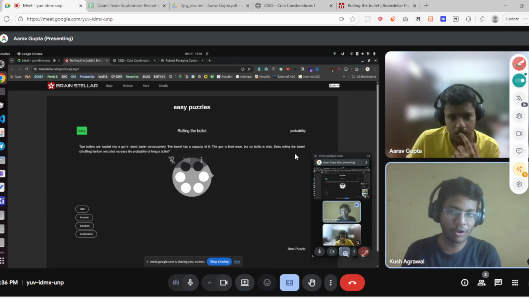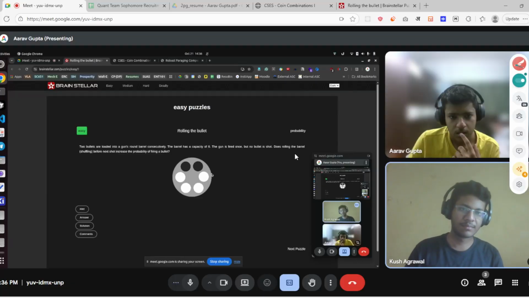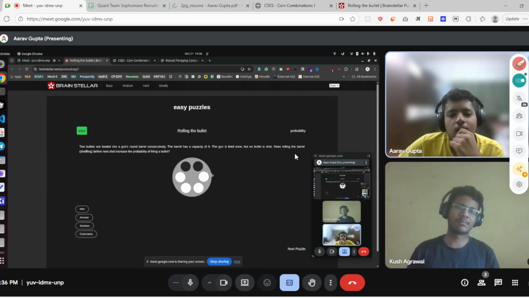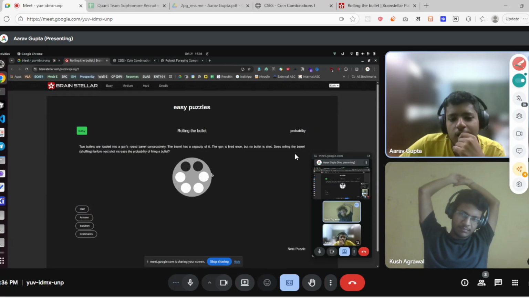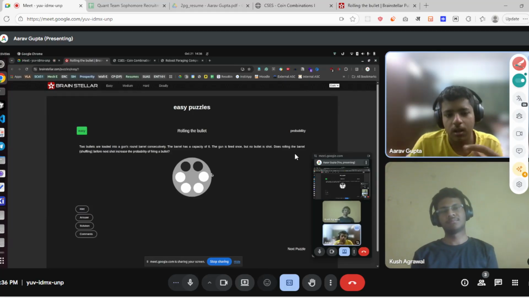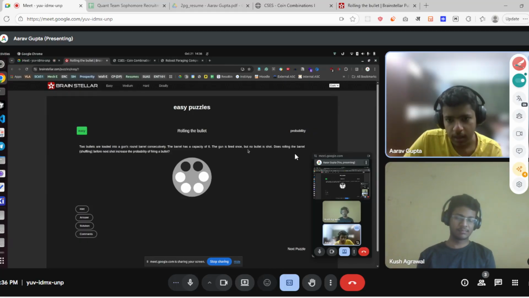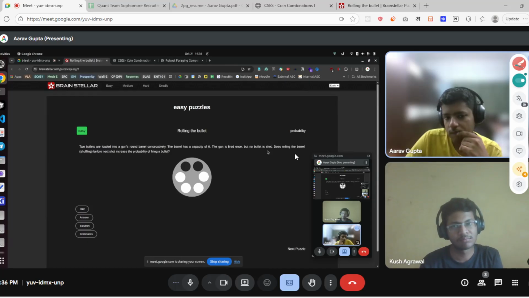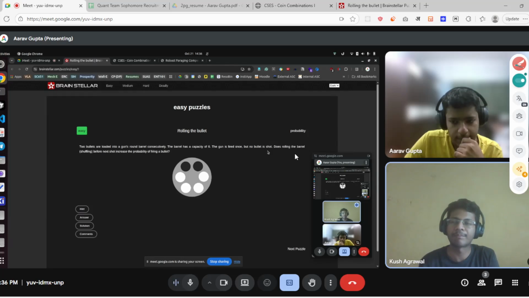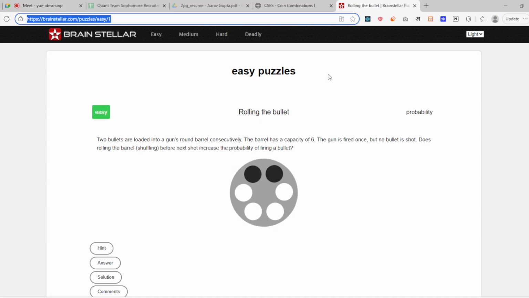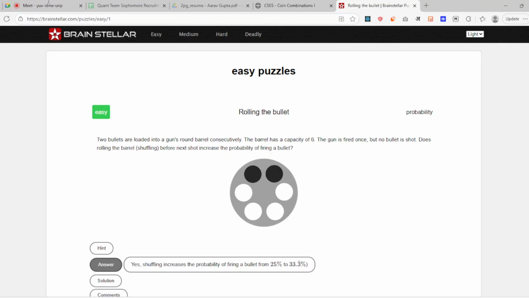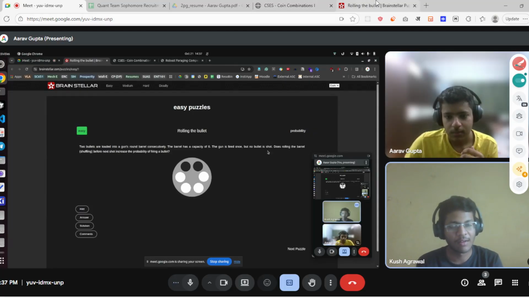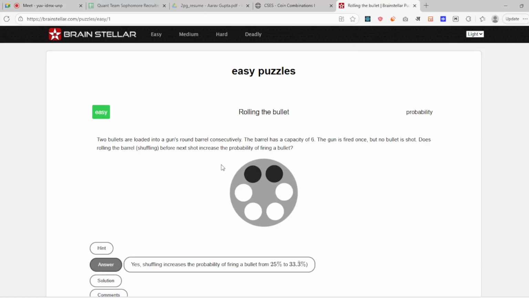So what is the answer? Should you roll or should you not roll? Right, so after I fire it once and no bullet is shot, then the probability of a bullet being shot in the next round is higher. But if I roll it again, I feel like it should be higher. Sorry, I meant lower. So you should roll it. Yeah, you should roll it.